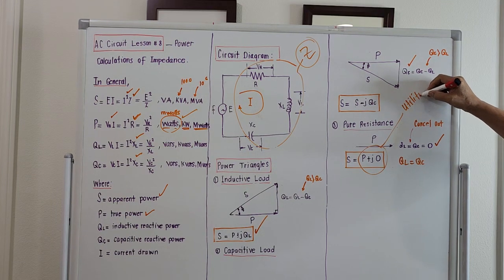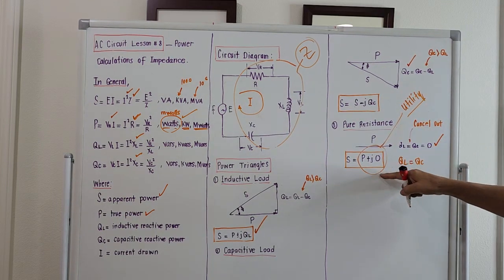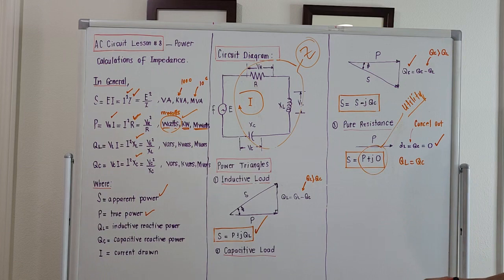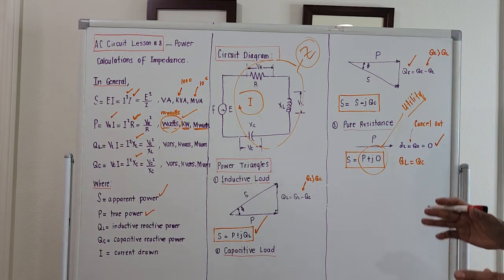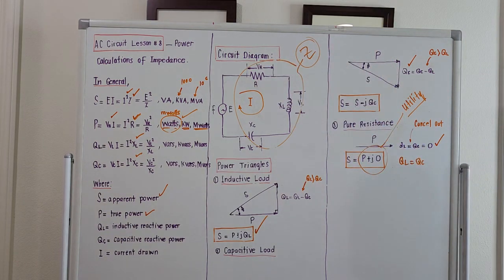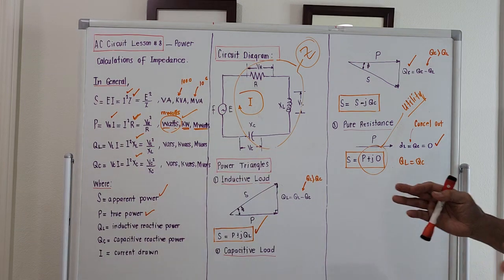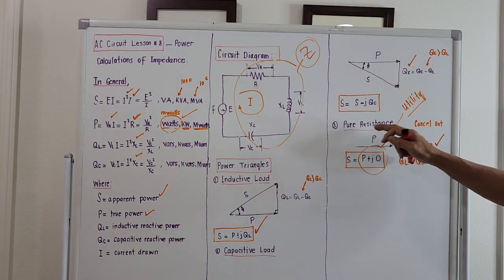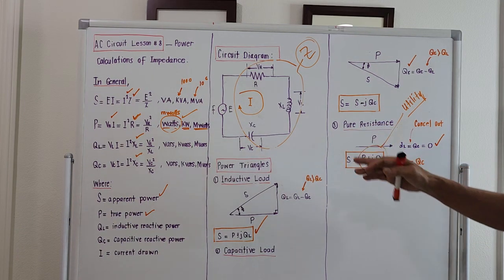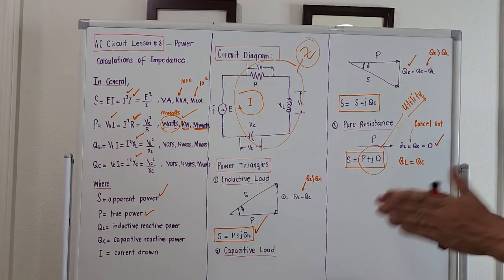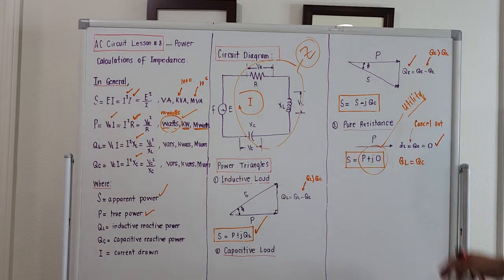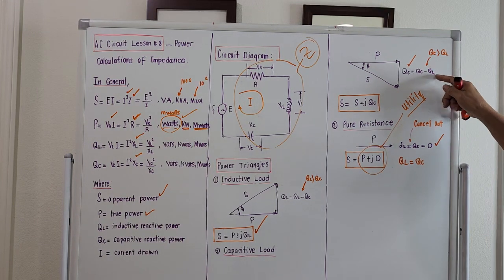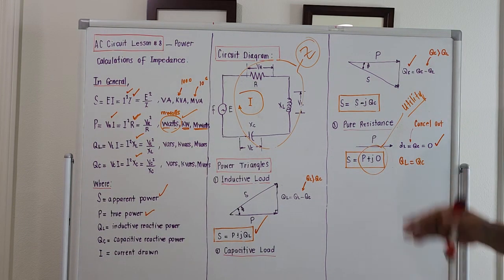Utility companies like it, because we are minimizing the current being drawn from the power line. You are helping the utility companies. If your load seems just like a pure resistance, utility companies like that one because you are minimizing the current you are getting from the utility line.